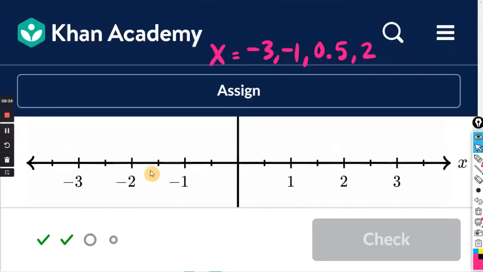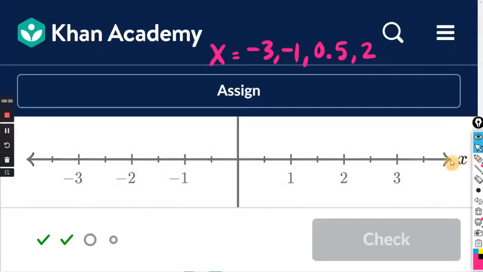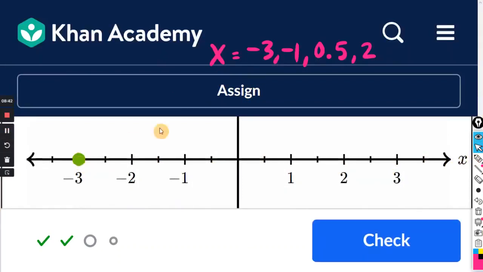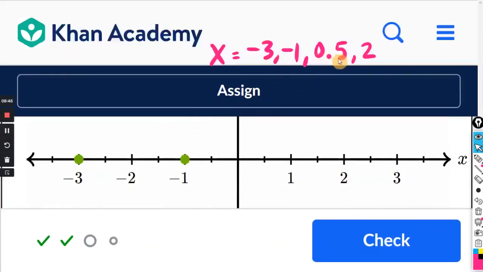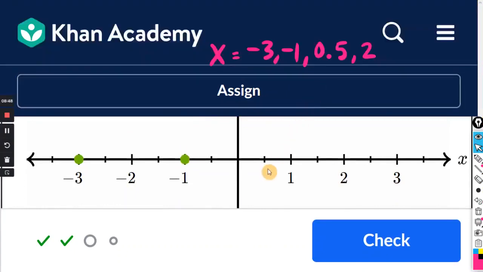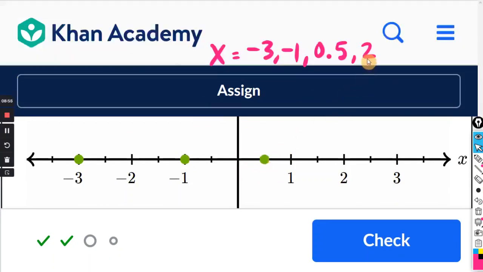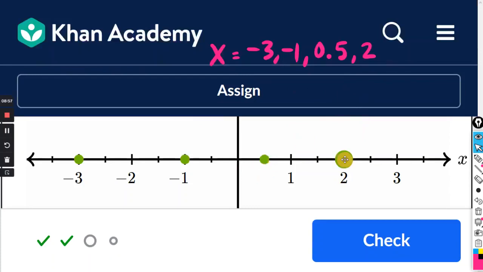So you just scroll down to the graph, you find your x-axis, it's the horizontal axis, and plot the points. We have negative 3, x equals negative 1, x equals 0.5 or 1/2. Okay, this is 0, this is 1, this is 1/2 right there in between. And finally, positive 2. Okay, so we got our 4 points. They are all on the x-axis.